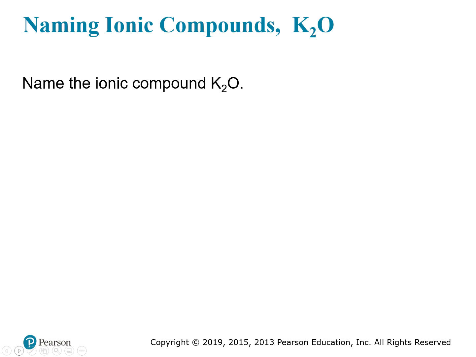So let's do a little practice. We have the ionic compound K2O. Your metal is always first. Like it is in naming, it's always first in the compound. Your nonmetal comes second. You look at your periodic table to figure out what element is K. That's potassium.